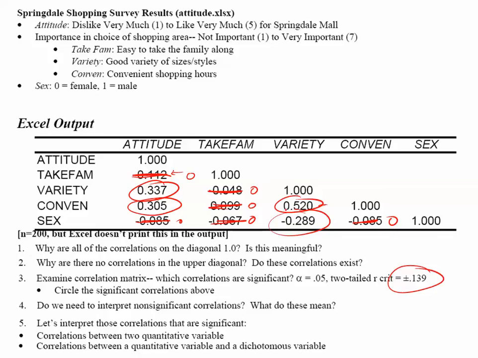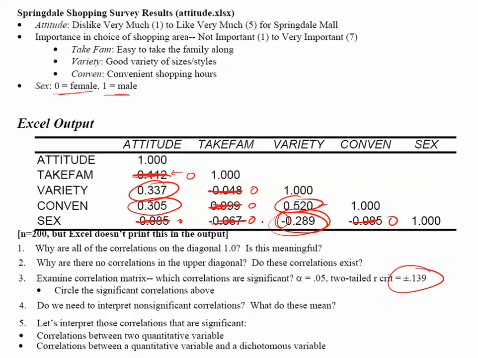Now this is an interesting one. It says here that the variety is inversely related with sex. We have zeros for females, 1 for males. So if we go from the females to the males, the variety component actually goes down. So on average, males rated the variety of this mall lower than the females did. That's what that negative sign is telling us there.